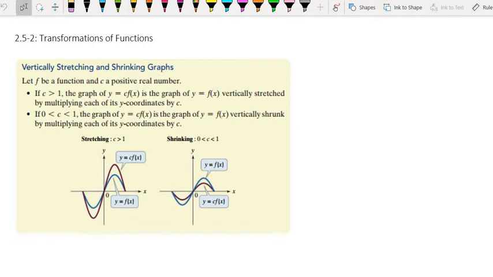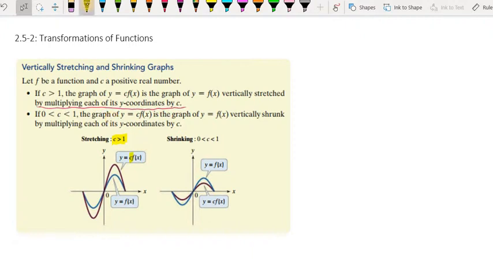Okay, c is just some constant. If c is greater than 1, that means our transformation is going to get taller, vertically stretched. So how do we do that? We're going to multiply each of these y coordinates by c.